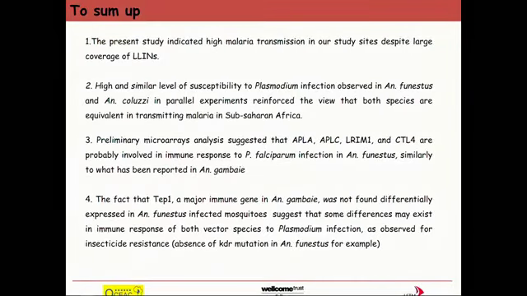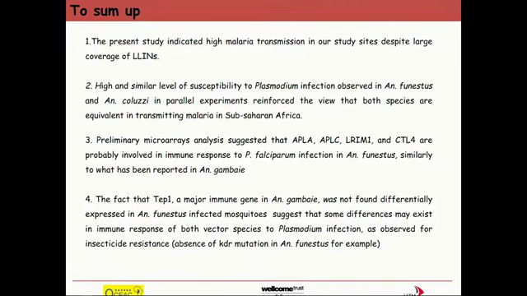Preliminary macroarray results show that APL-A, APL-C, L1, and CTL4 are probably involved in the immune response to Plasmodium infection in Anopheles funestus, similarly to what has been reported in Anopheles gambiae.